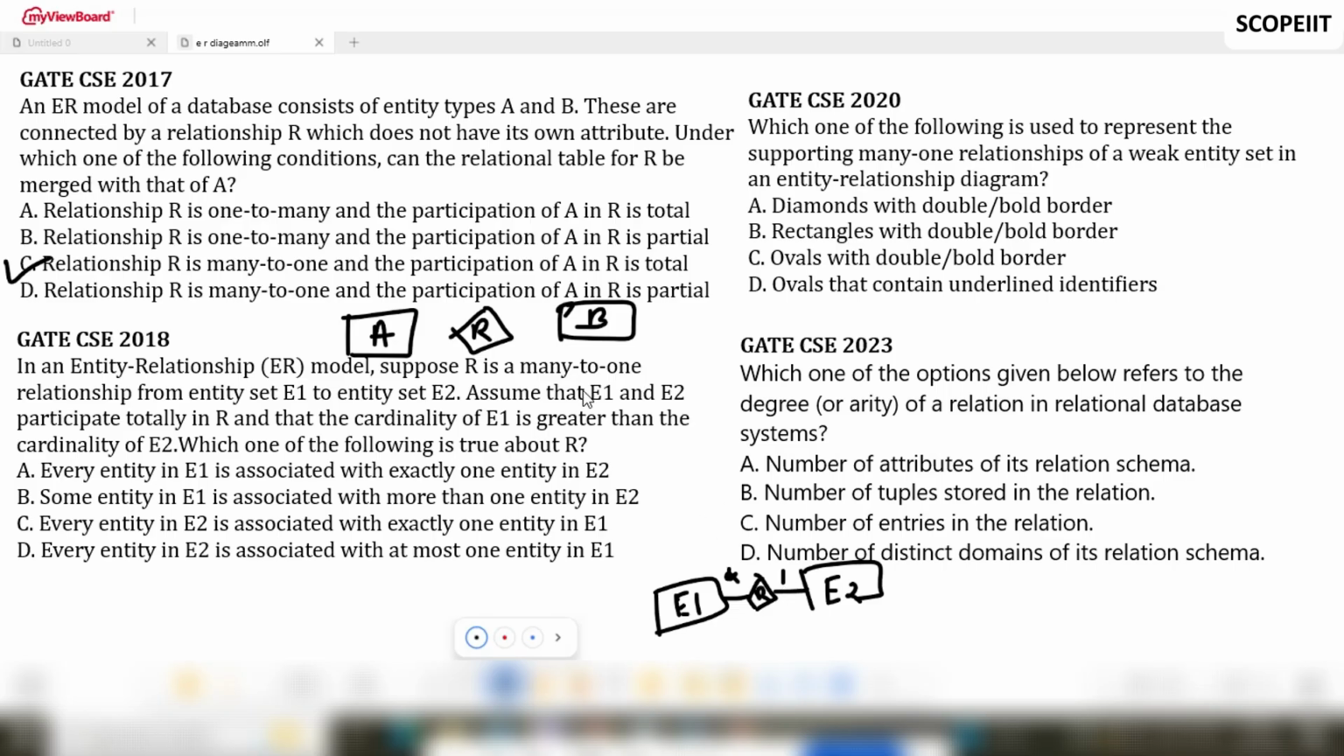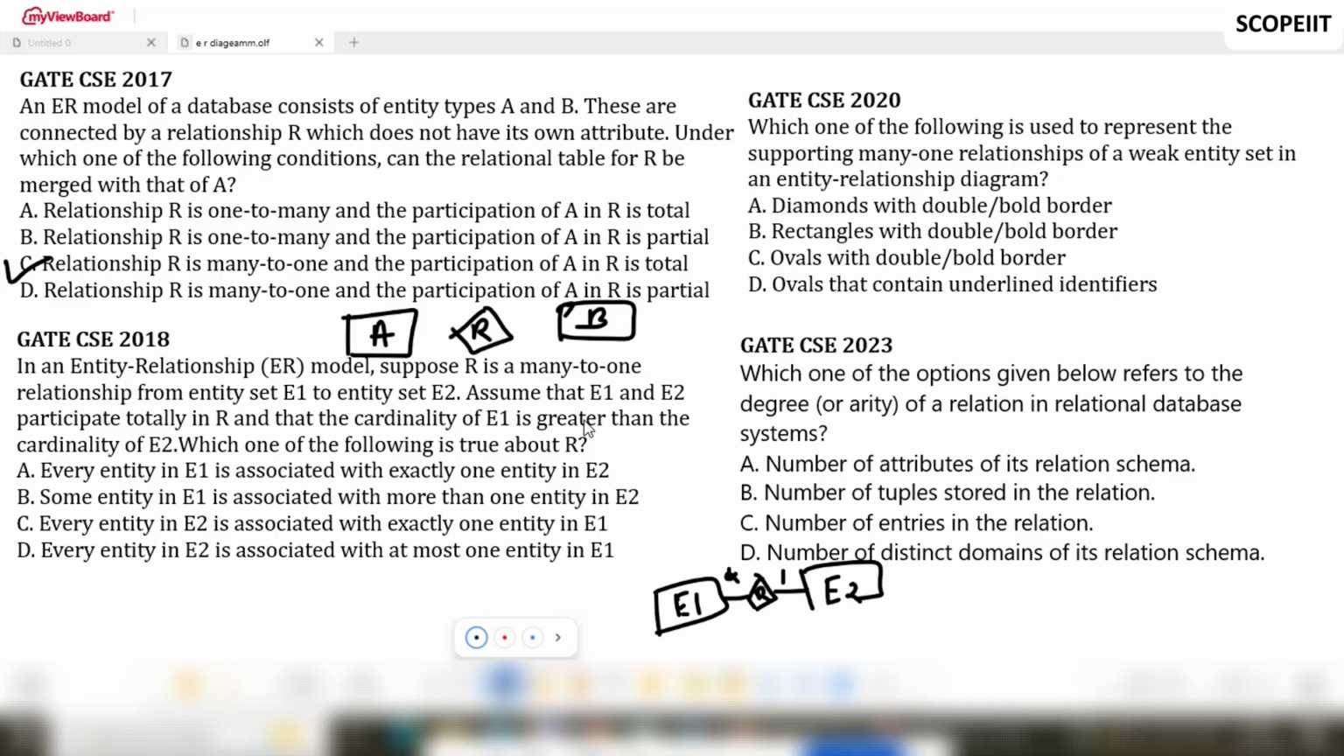So here assume that E1 and E2 participate totally in R. So it's total participation. That is, the cardinality of E1 is greater than the cardinality of E2. Which one of the following is true? Here, they said it is a many to one relationship from E1 to E2. Since no entity in E1 can relate to more than one entity in E2, because it is many to one, no entity in E2 can relate to more than one.